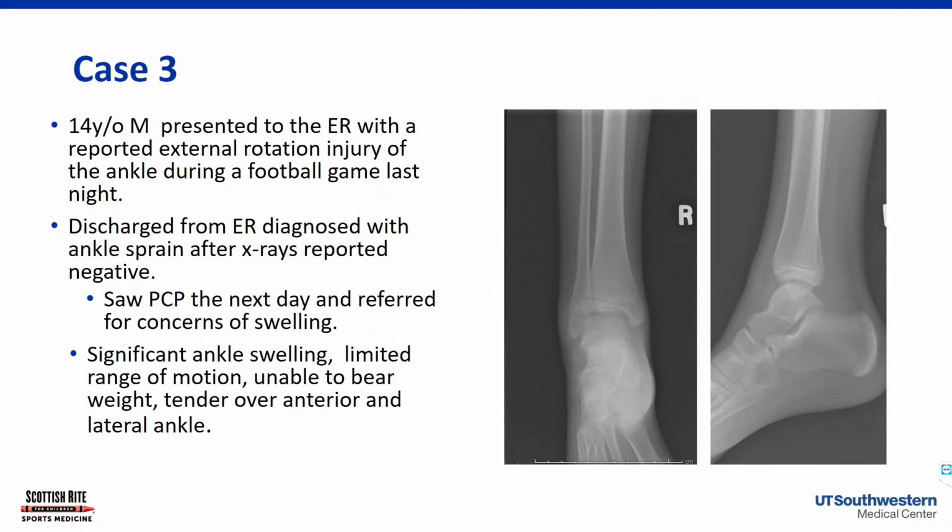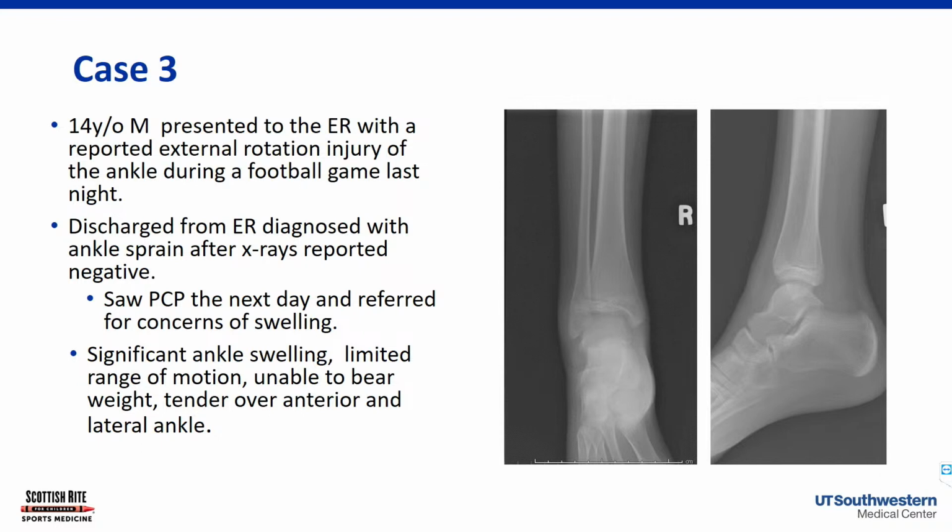This is now a 14-year-old who presented with an external rotation injury during a football game last night. I intentionally talked to you about high ankle sprains a few minutes ago, so that may be in your mind here. This kid was sent home and told the x-rays looked negative. He saw the pediatrician the next day, and the pediatrician said, this ankle is really swollen, this one's concerning me. I know the x-rays were normal, but I'd like you to go see the sports medicine team. This kid's really swollen, not able to put any weight on it, and it's hurting over the anterior tibia and over the lateral ankle.